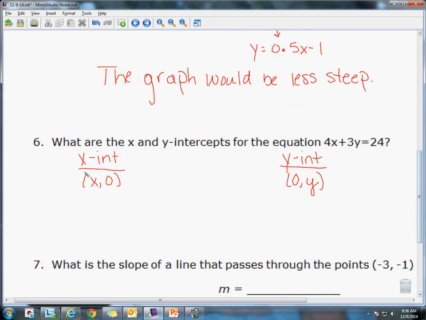So after this, it's just plugging it in. So label it x and y. We know y is 0. So we're going to plug in 4x plus 3 times my y is 0 is equal to 24. Anything times 0 is just 0, so that crosses out. So we have 4x is equal to 24. Divide both sides by 4. So x is equal to 6.